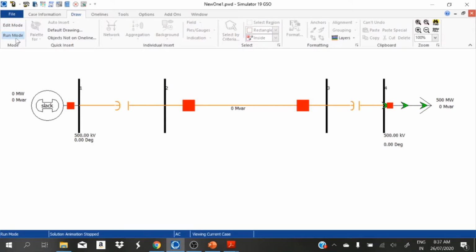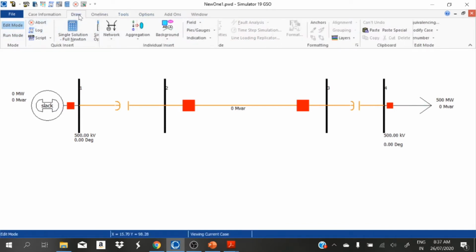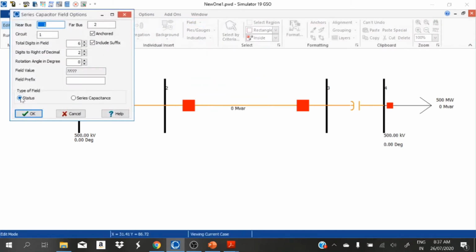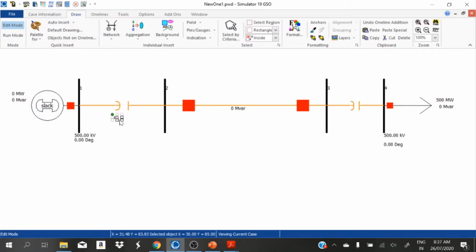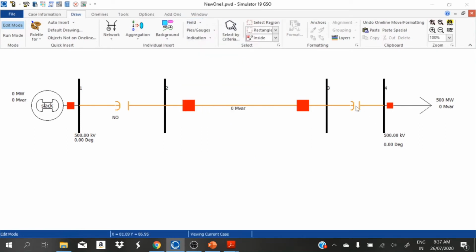Now we can run our model, and we have to choose one more thing. Let's go to run, edit mode, draw field, series capacitor field, status. Here our series capacitor can be connected or bypassed. If it is no, it's not bypassed, that means it is connected. If it is yes, status yes means the capacitor is bypassed.